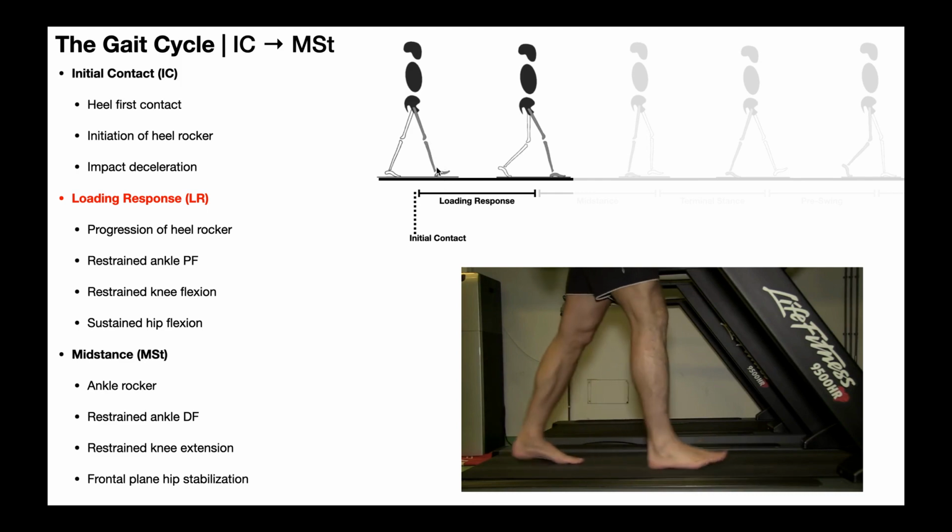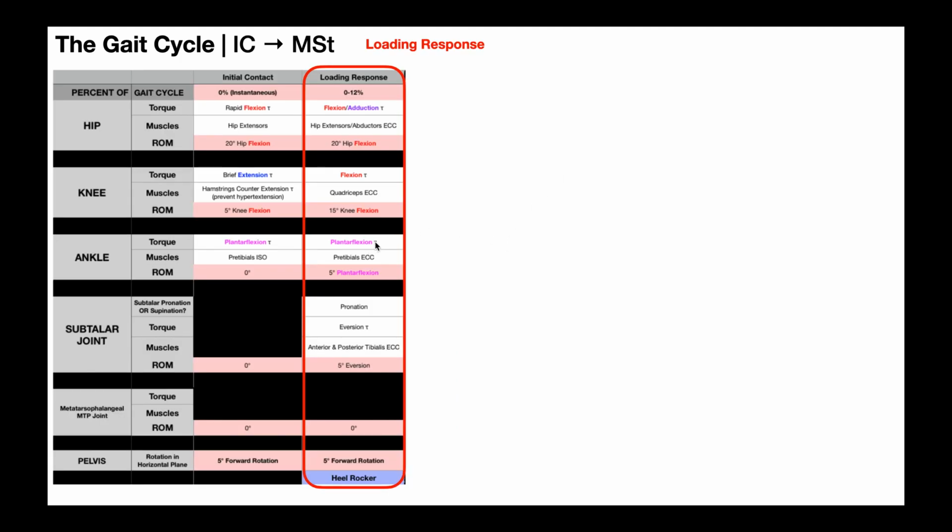Notice at loading response, we basically have a neutral ankle. But then, in this picture, you can clearly see we have more plantar flexion. Okay? And that's because we have a plantar flexion torque at the ankle, but we don't get excessive plantar flexion because the pretibials control that movement eccentrically.